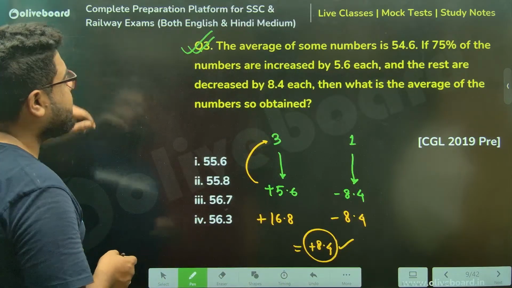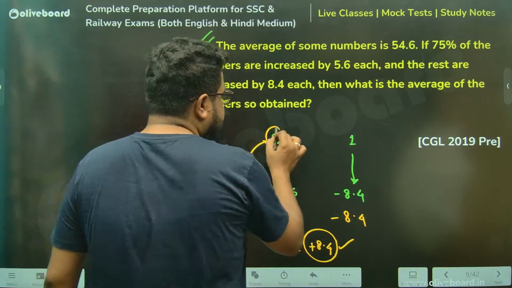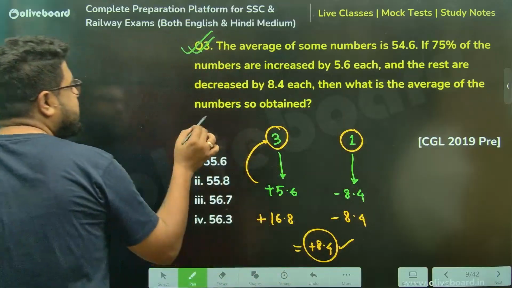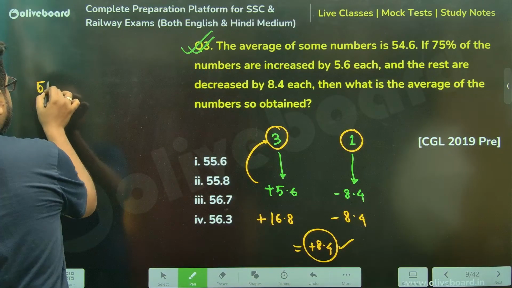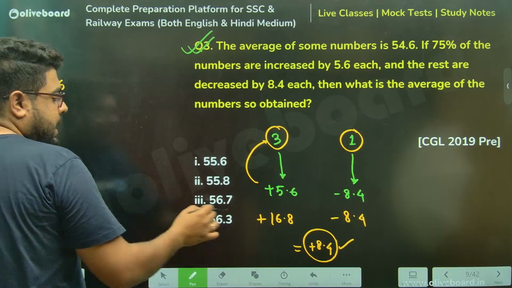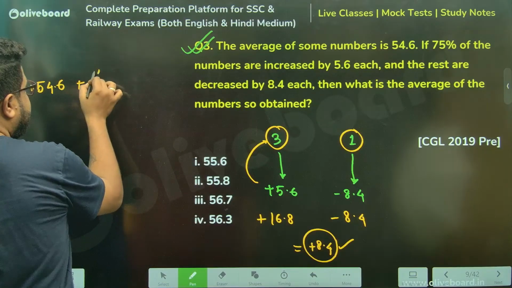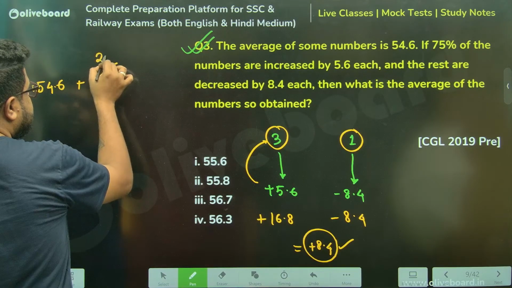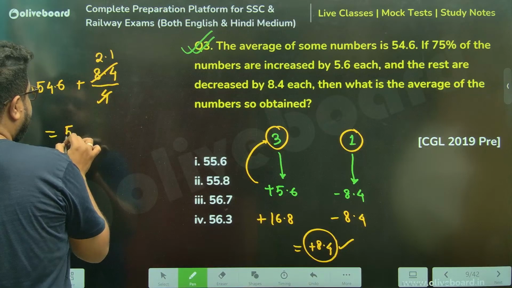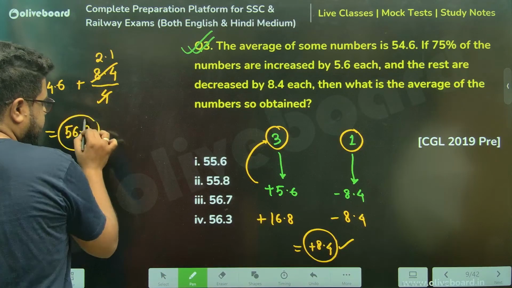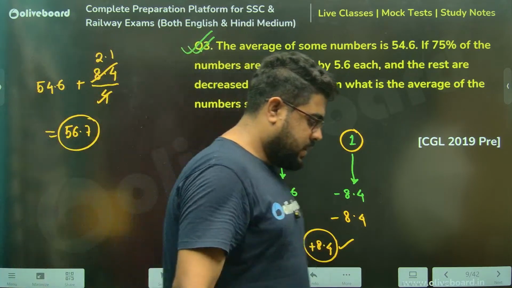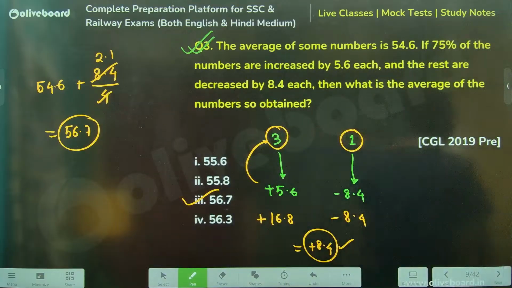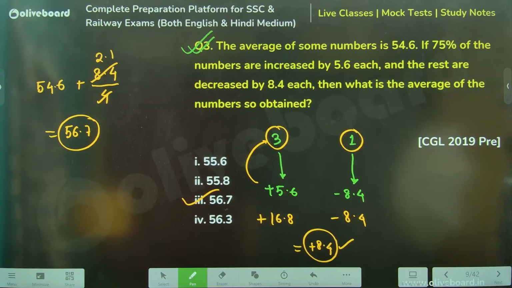Now, this will get equally distributed among 4 numbers. So, average of the numbers will be 54.6. And sir, 8.4 will get distributed among all the 4 numbers. This is 2.1. So 56.7 will be the correct answer. Option number 3, 56.7 is 100% your correct answer.